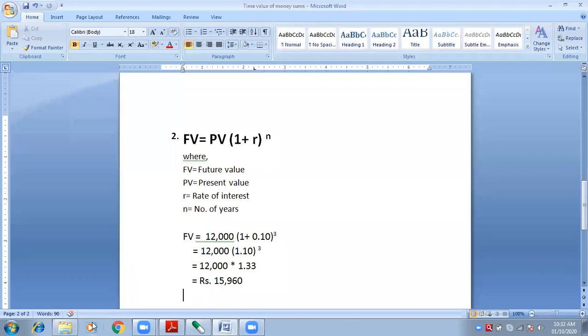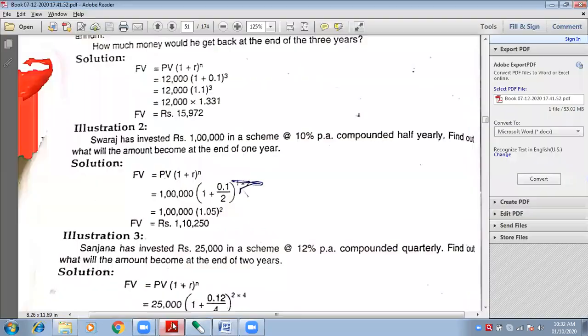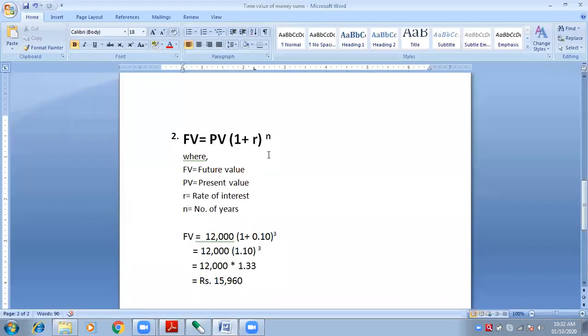Okay, I'll start now. So this is the formula of future value that they are asking us to calculate. Find out what amount it will become at the end of 1 year. What amount it will become at the end of 1 year means they are asking about the future. So whenever the future is asked, we have to use the formula of future value. So what is the formula of future value?